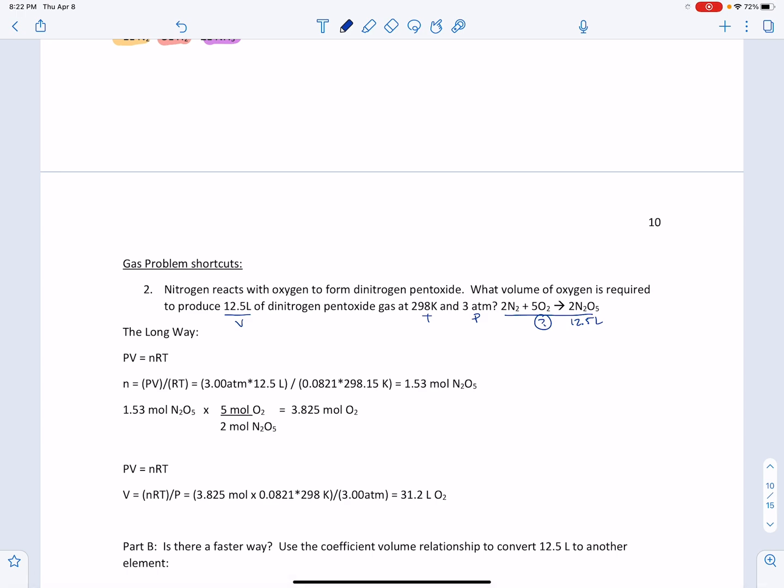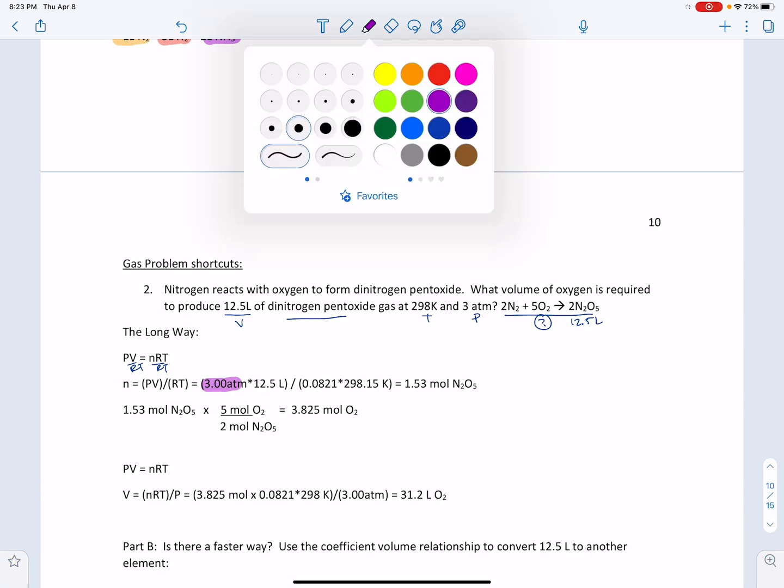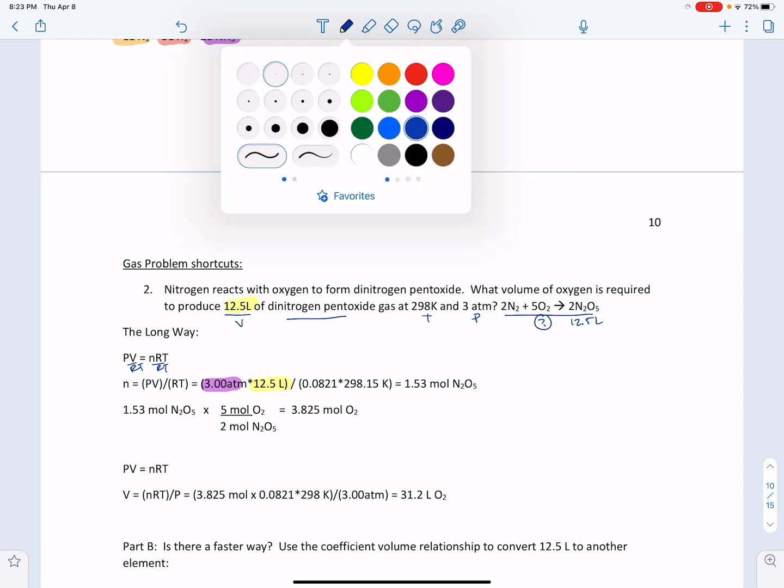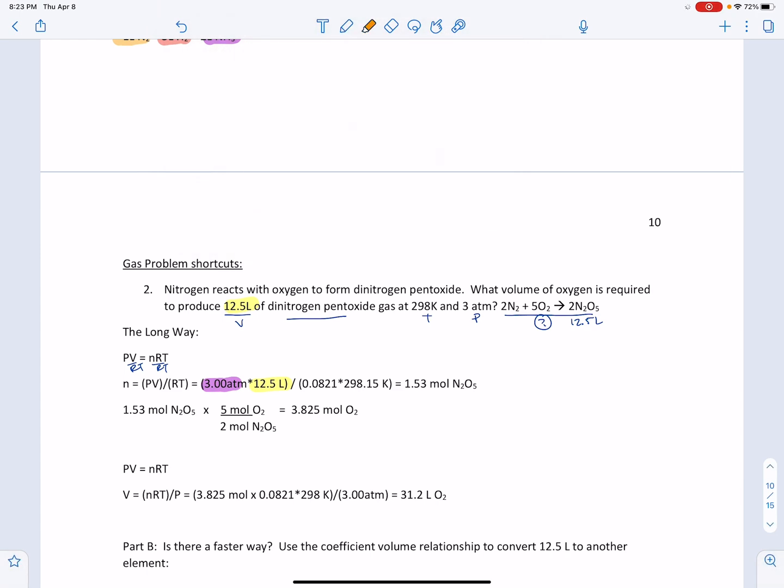So the long way, again, is to begin with what you know, which is the dinitrogen pentoxide. Divide both sides by RT. And we can take the numbers from the problem. So we have our pressure, which is 1 atm, we have our 12.5, which is our liters, our 0.0821, you know all about that one, and here is our Kelvin value. So all that's from the problem. All the problem numbers are in there. When you put it in your calculator, you're going to get 1.53 moles of that.